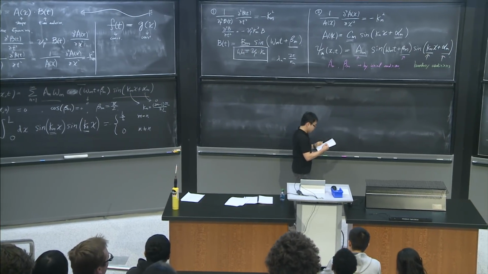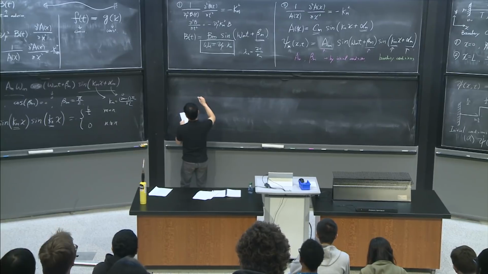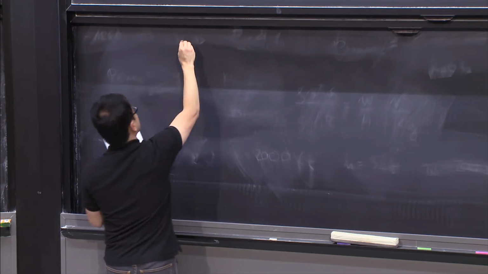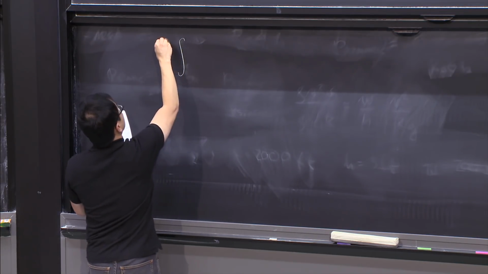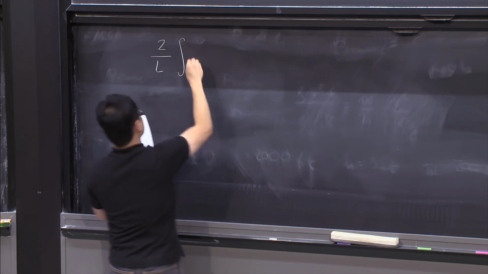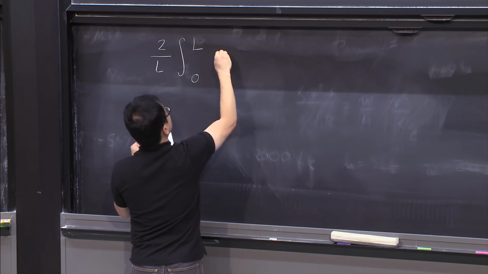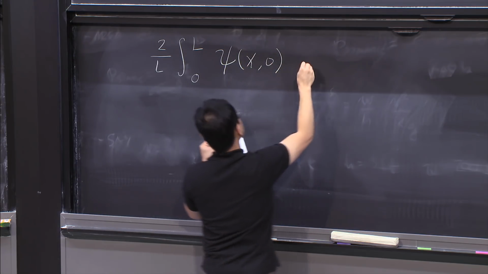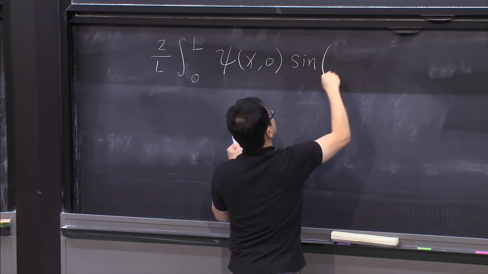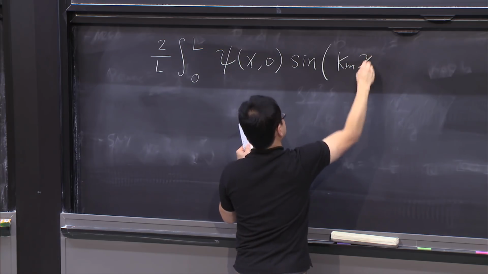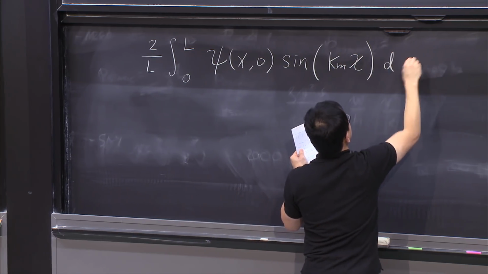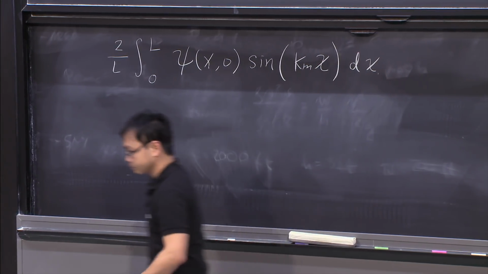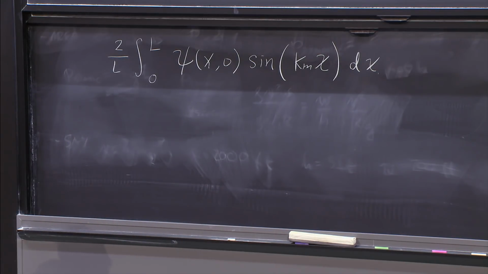Because if I do this calculation, I do 2 over L integration from 0 to L of psi(x, 0) sine k_n x dx. Okay? What is going to happen if I do this integration?